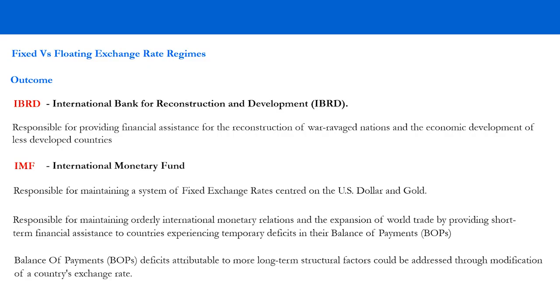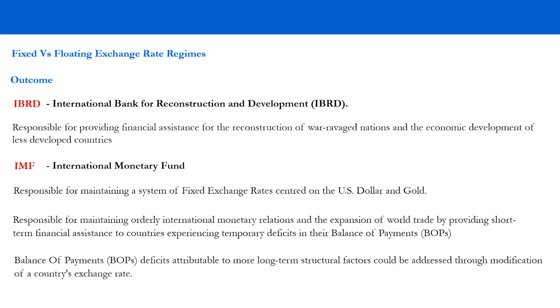The IMF was given a bit more responsibility. The IMF was given responsibility for maintaining a system of fixed exchange rates centered on the US dollar and gold. And they were also responsible for maintaining an orderly international monetary system and the expansion of world trade by providing short-term financial assistance, if it was required, to countries experiencing temporary deficits in their balance of payments.